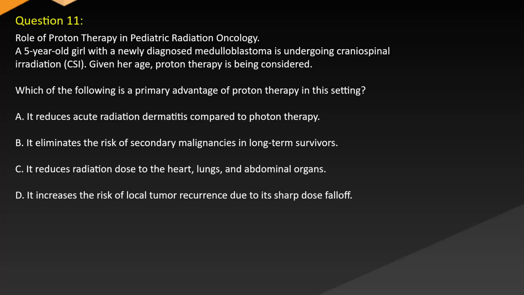A. It reduces acute radiation dermatitis compared to photon therapy. B. It eliminates the risk of secondary malignancies in long-term survivors. C. It reduces radiation dose to the heart, lungs, and abdominal organs. D. It increases the risk of local tumor recurrence due to its sharp dose fall-off.